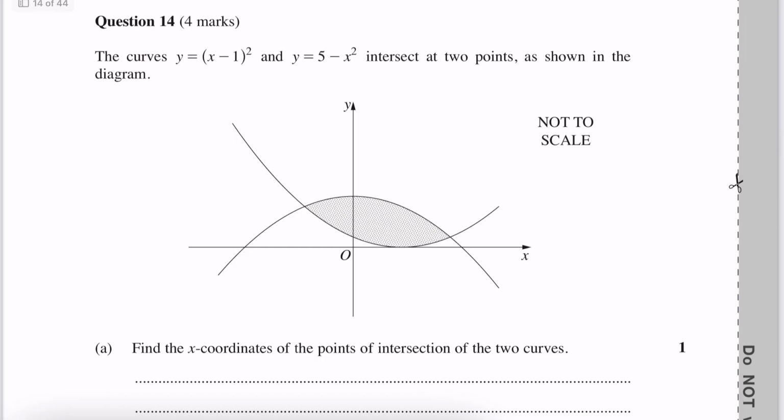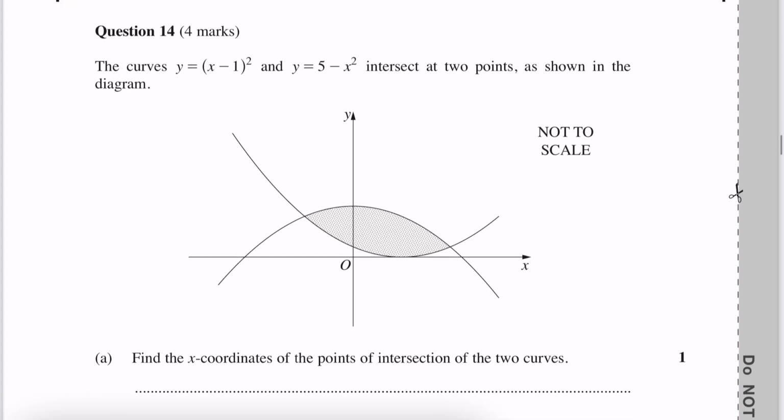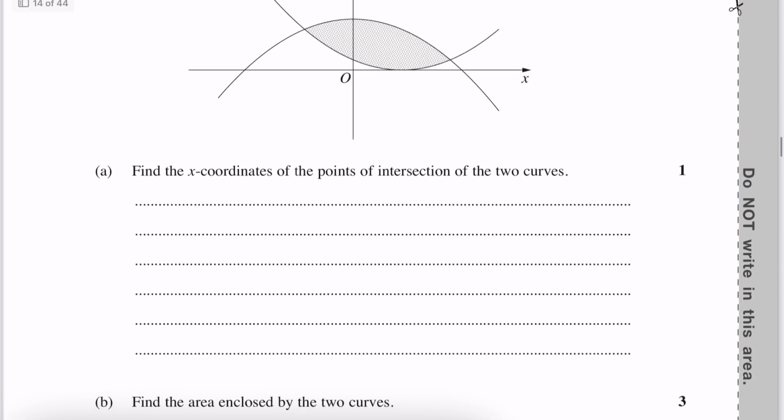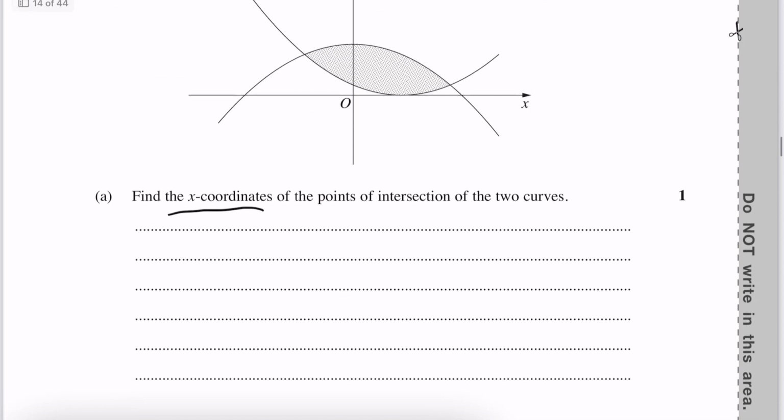Question 14. The curves y equals (x minus 1) squared and y equals 5 minus x squared intersect at 2 points as shown in the diagram. Find the x coordinates of the points of intersection of the two curves. So to find the points of intersection, specifically only the x coordinates, we just need to equate these graphs, because when they equal each other, that just indicates that that's when they are going to intersect.